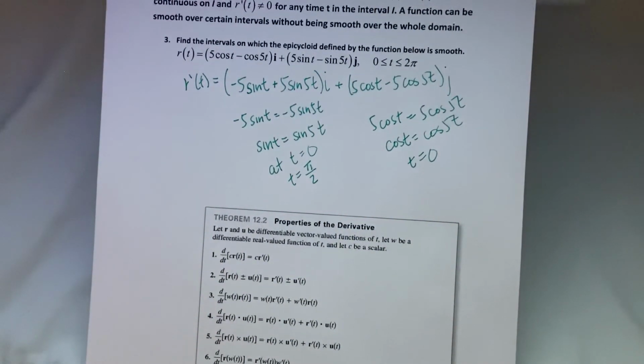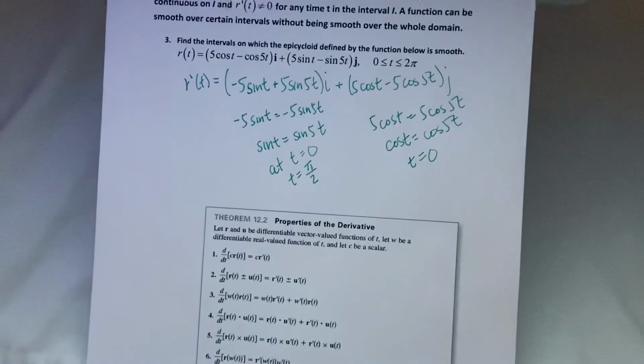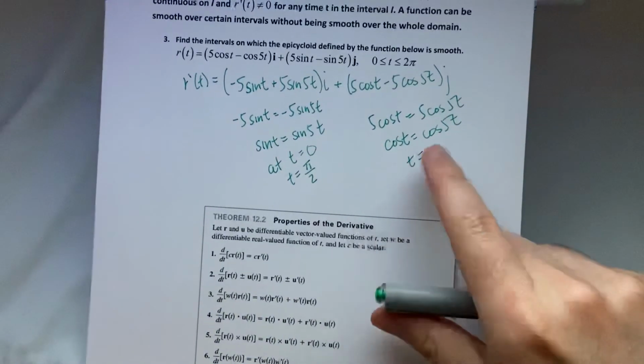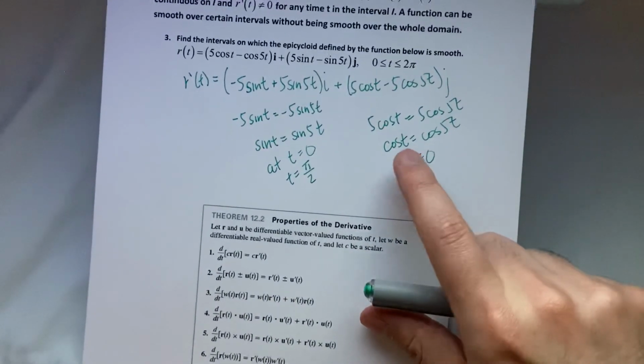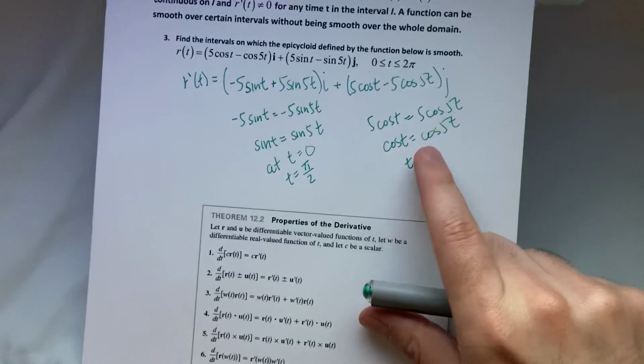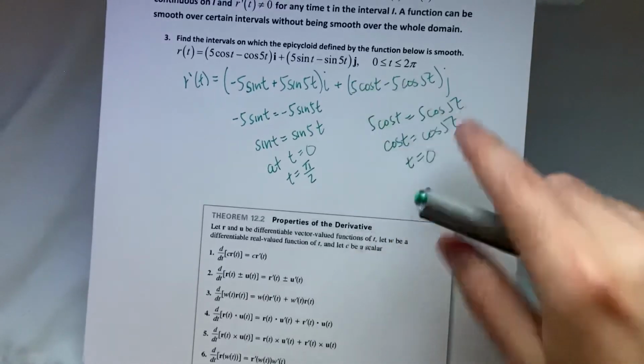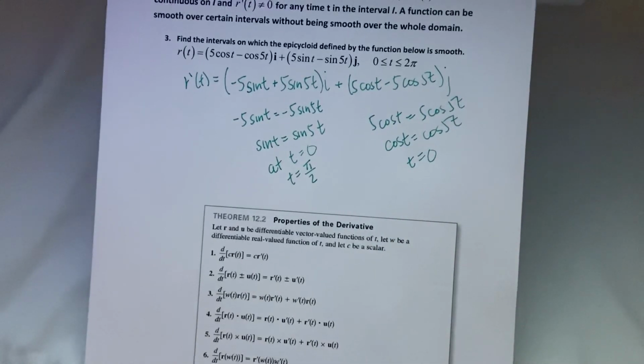Okay, so what does that mean? It says it's smooth if the derivatives are continuous on the interval and the derivative itself overall is not equal to 0 at time t. Even though these are equal, the derivative is not 0 at time t because cosine, actually it should be 0 at time t. So it's definitely not smooth at 0.